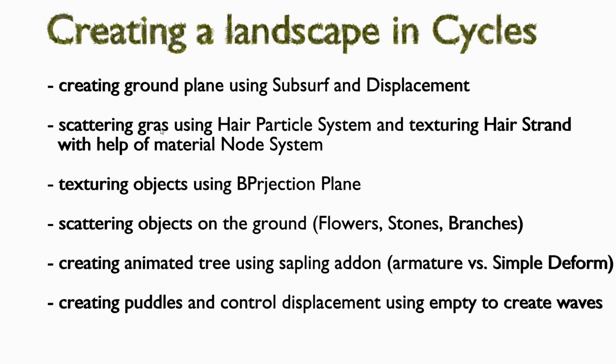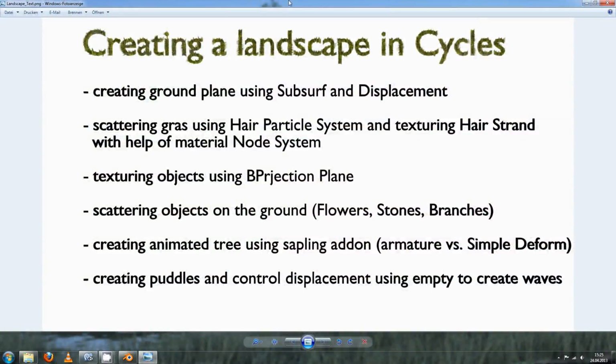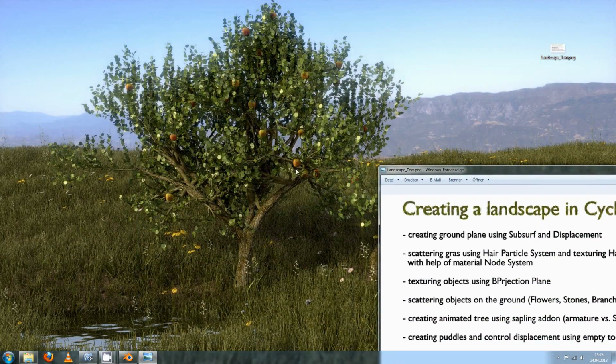Next we're going to scatter the grass using the hair particle system, and we're also going to texture this grass using material nodes. Different shaders like transparency, translucency, glossiness come in handy. And after that we texture some objects, as I showed you before, these apples here, or some of the flowers.